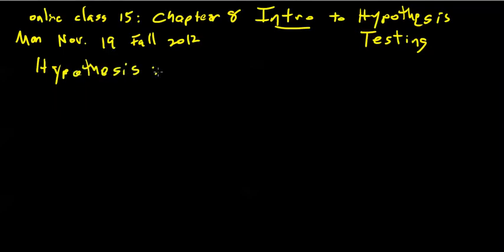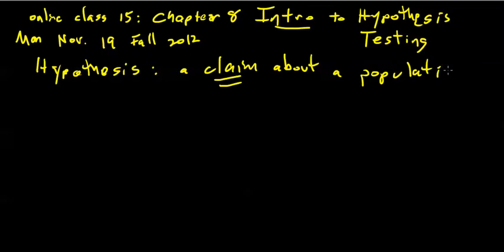A hypothesis, well, it's going to be some sort of claim. And in the context of this course it's going to be a claim about a population. Whether it's a claim about the population proportion, a population mean, or a population standard deviation, all these things are covered in chapter 8.